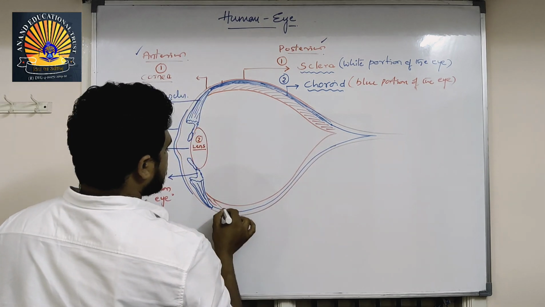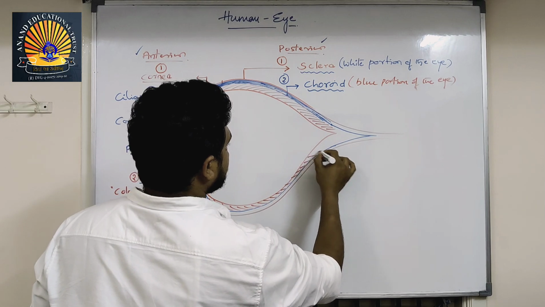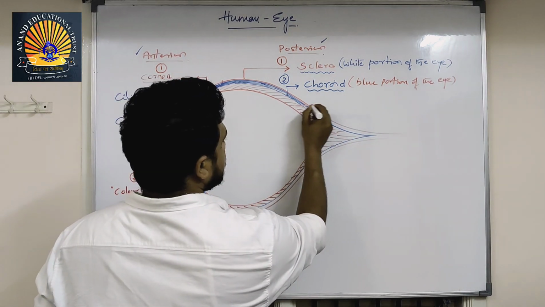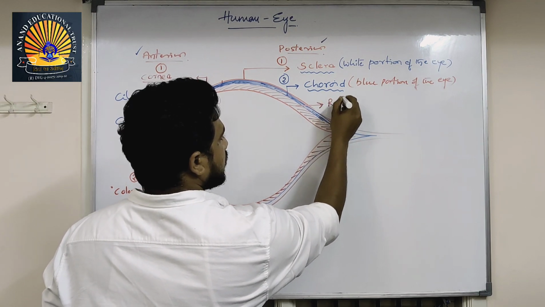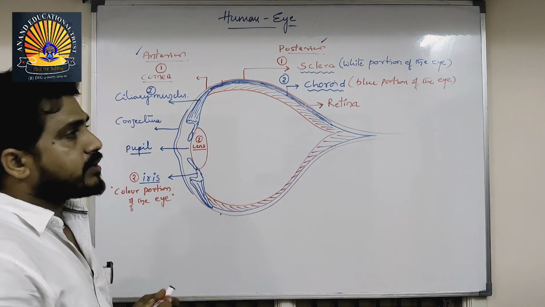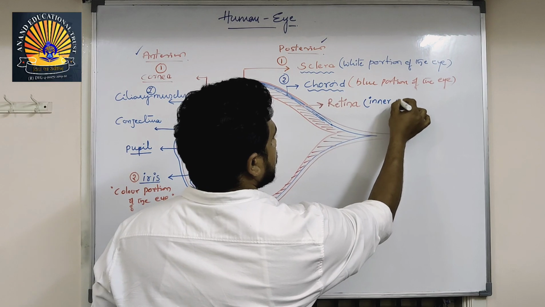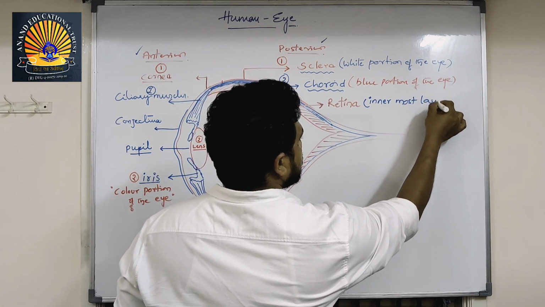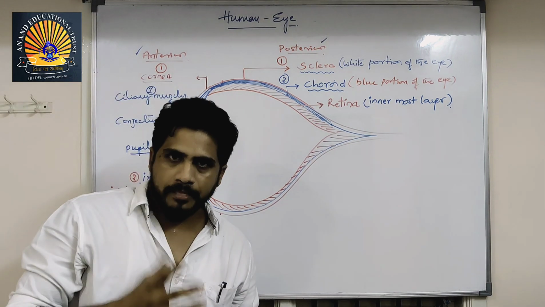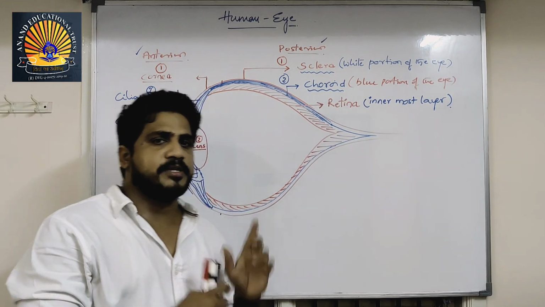anatomy, and it consists of again 3 structures. So this is retina. Retina is the innermost layer. Retina helps to visualize the pictures. Let us see the physiology, the mechanism of vision. I will explain after this.